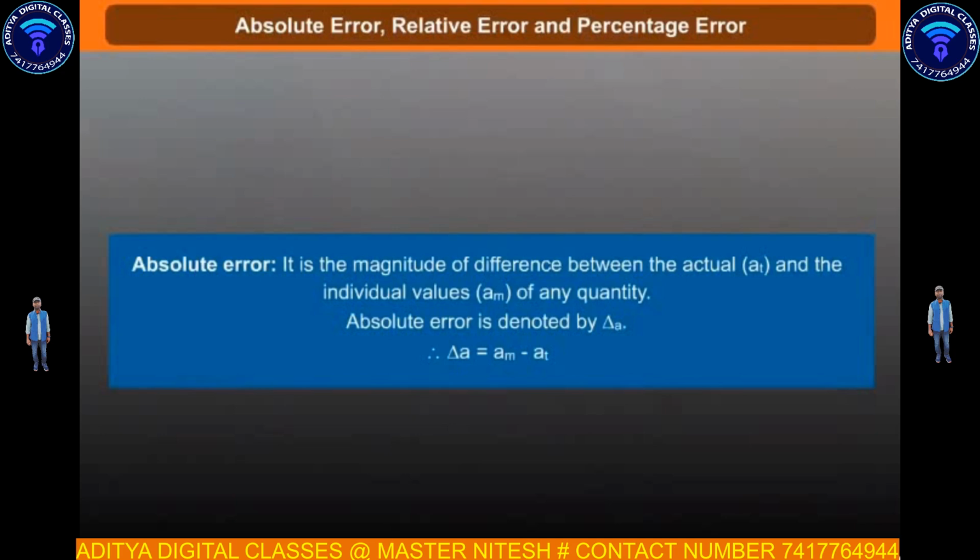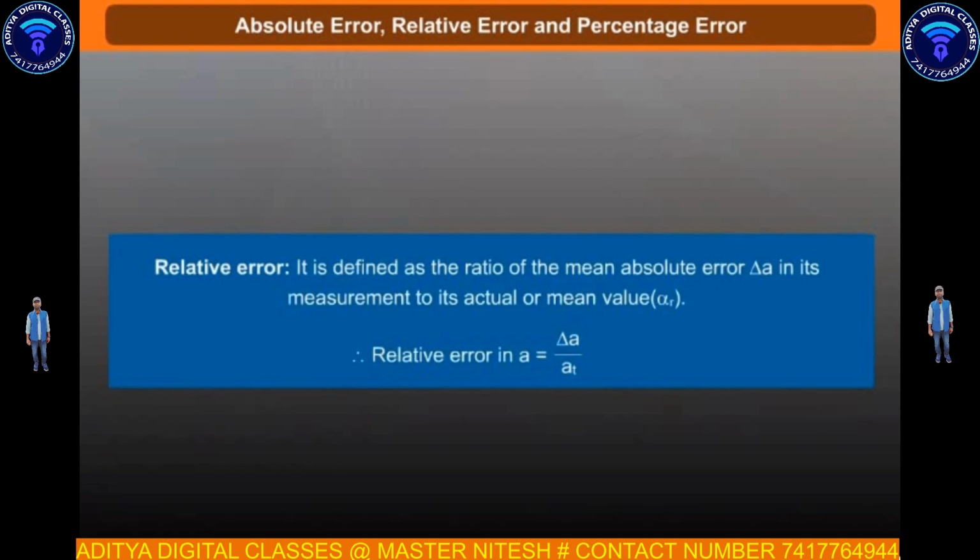Absolute error. It is the magnitude of the difference between the actual or mean value A_T and the individual values A_M of any quantity. Absolute error is denoted by delta A. Therefore, delta A is equal to A_M minus A_T.